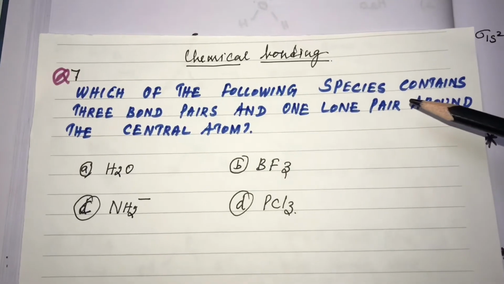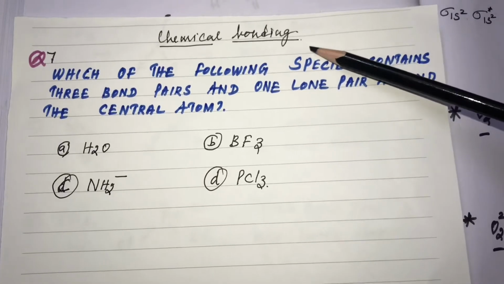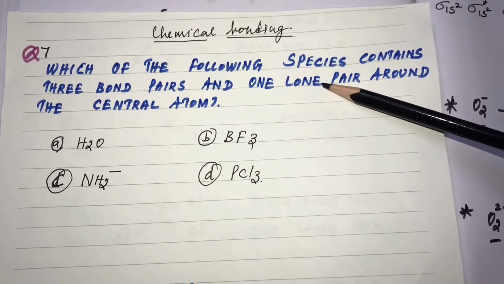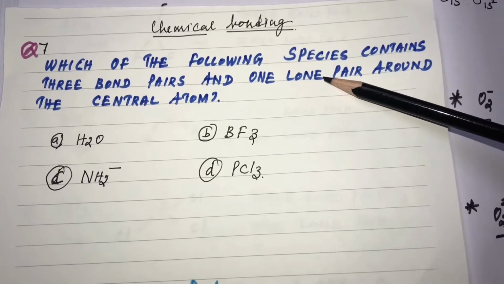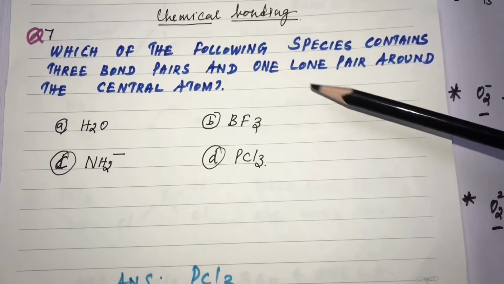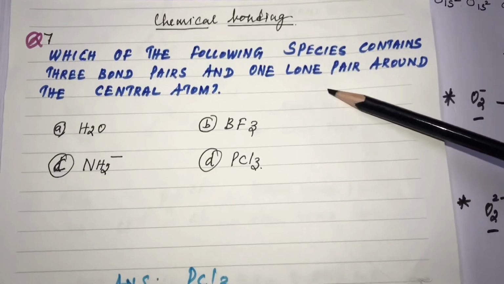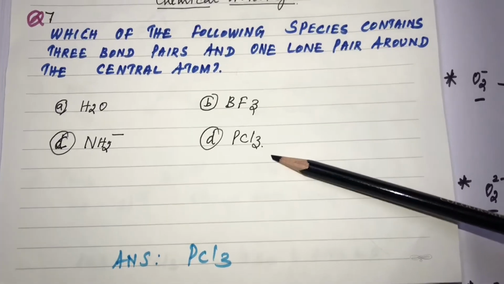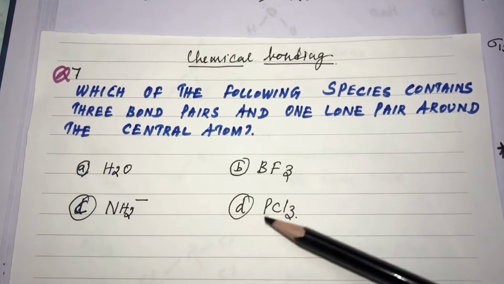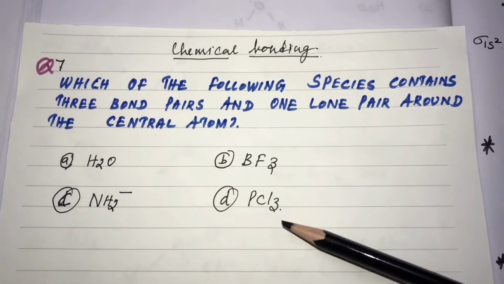In this video, we are going to see some of the NEET questions asked in previous years. The topic is chemical bonding. The question is, which of the following species contains 3 bond pairs and 1 lone pair around the central atom? The choices given are H2O, boron trifluoride, NH2 minus and PCl3. Now, we are going to see what will be the correct choice.